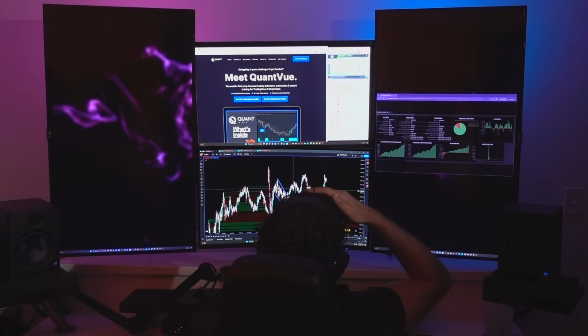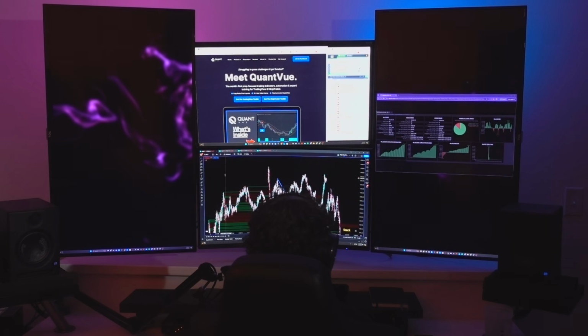What's up, everybody? I wanted to go over the new chart in TradingView. It's not really something that is part of QuantVue, but this is in TradingView, and it's something that you can add to your arsenal as an extra chart of confluence while trading with the QuantVue system, right?